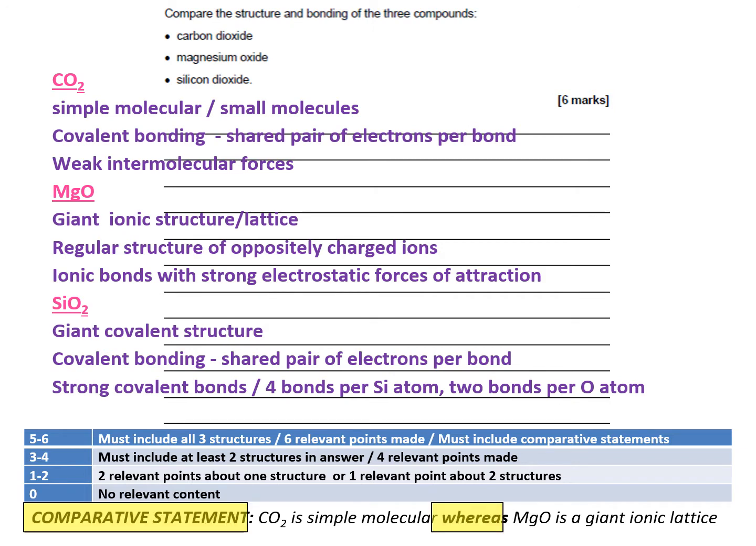Okay. Now notice it talks about comparing the structure and the bonding. It does not talk about linking that to the properties. So you're not talking about high melting points, boiling points, anything else which is the properties of our compound, which is where a lot of you went wrong.